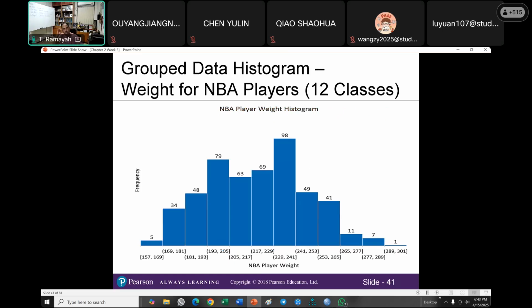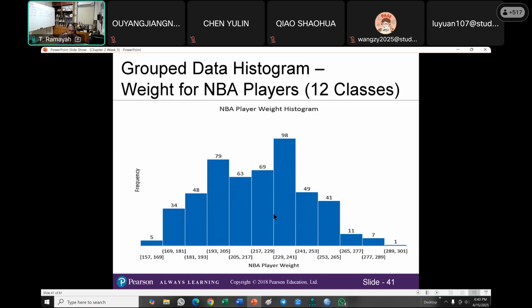So this is an example of the NBA players' weight histogram. They actually have the weights of each of the players, the actual weight in kilograms maybe. And then what we do is we divide them into classes: 157 to 169, 169 to 181. This is below 169, this is 169 to below 181, so that they don't overlap, and you get a distribution like this. You can see the shape.